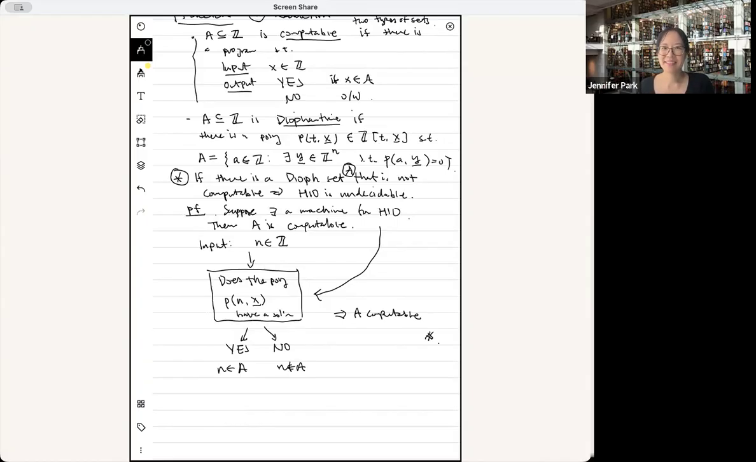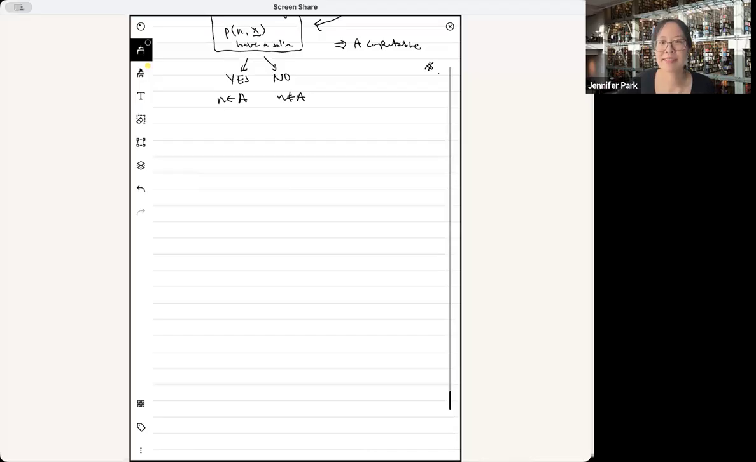Okay, does that make sense? So now we're trying to compare these two types of sets, and we're trying to find a Diophantine set that is not computable. And if we can do that, then we basically solved Hilbert's 10th problem. Questions? No questions? Hopefully I didn't lose all of you.